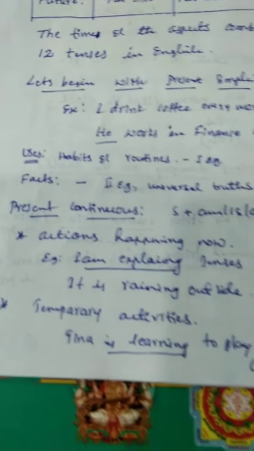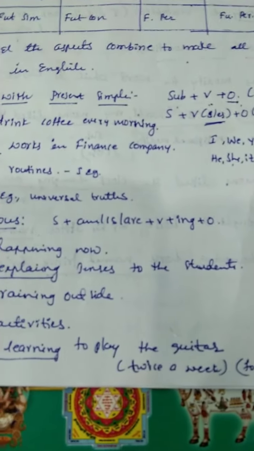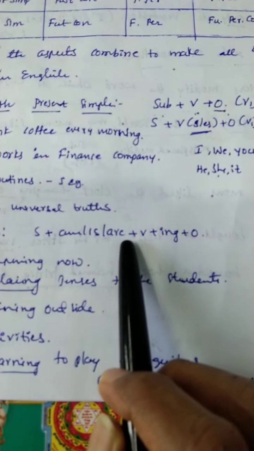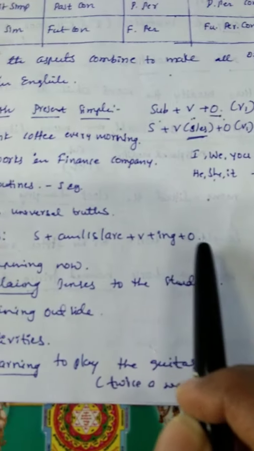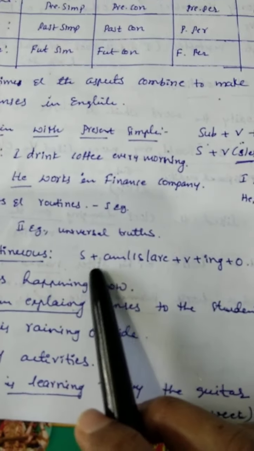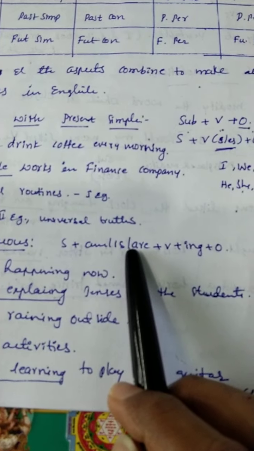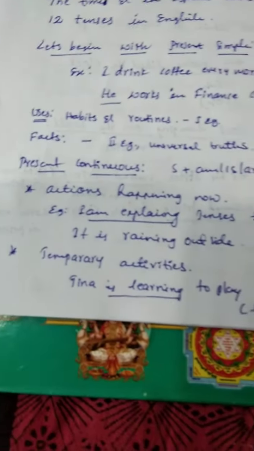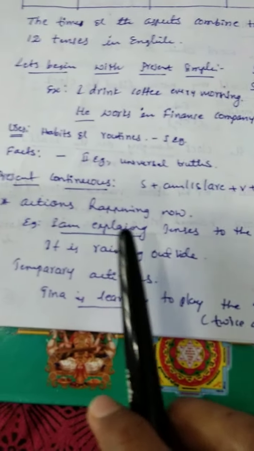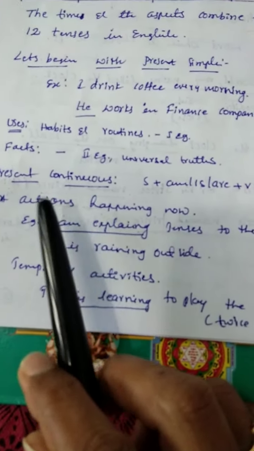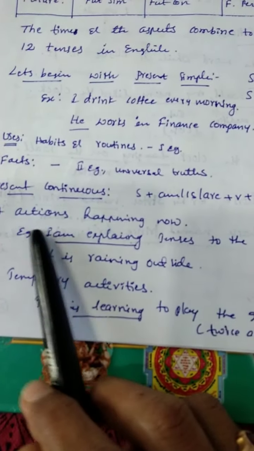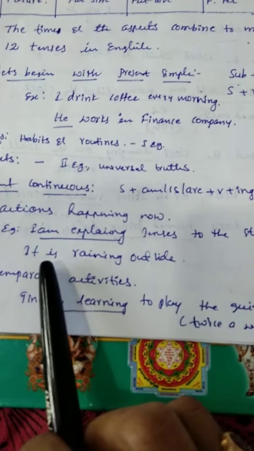Then present continuous tense. The structure of the present continuous tense is subject plus am, is, are plus verb plus ing form plus object. If the subject is I, we use am. If the subject is singular, we use is. If the subject is plural, we use are. So what are the uses when we have to use this present continuous tense? We use it for actions happening now. The first one is actions happening now. For example, I am explaining tenses to the students.